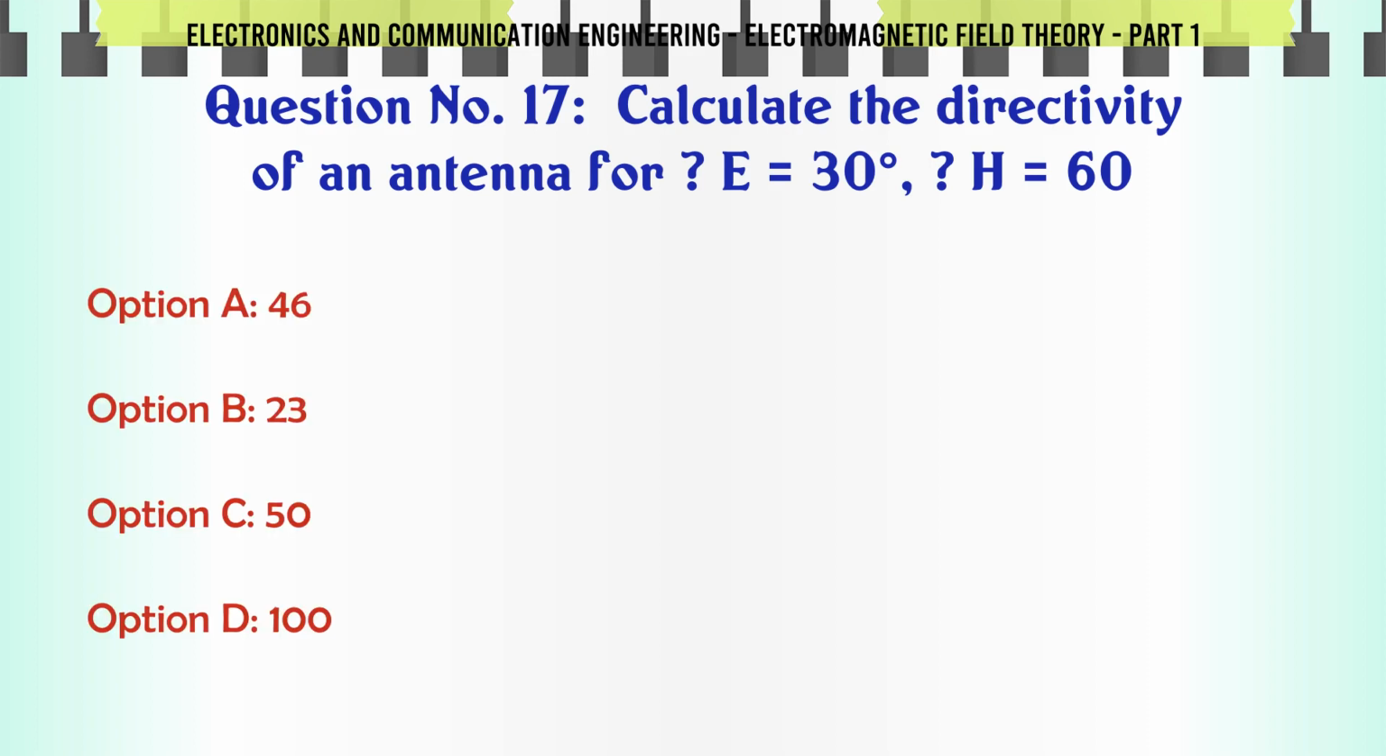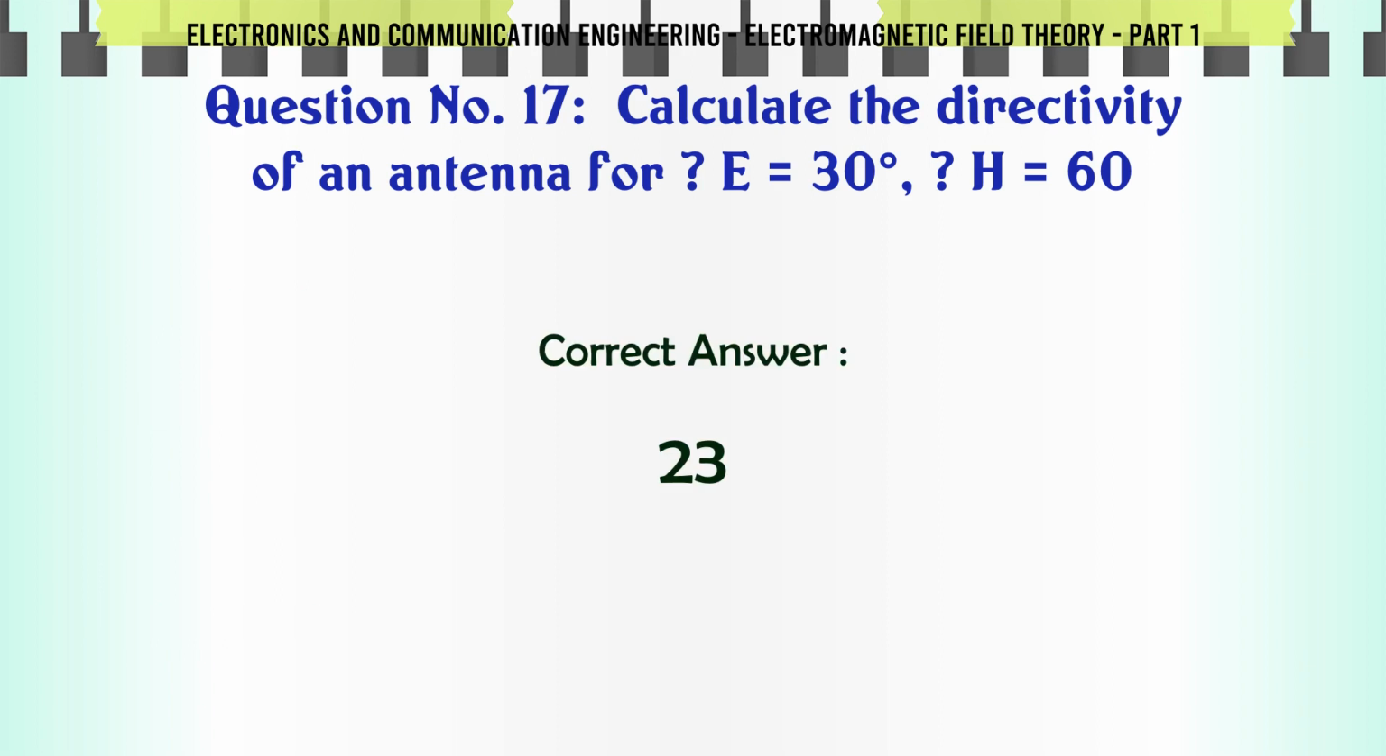Calculate the directivity of an antenna for E equal to 3860. A 46, B 23, C 50, D 100. The correct answer is 23.